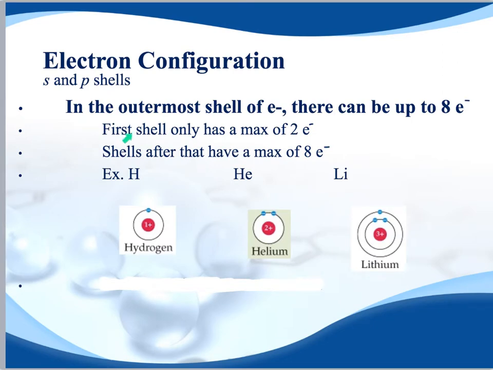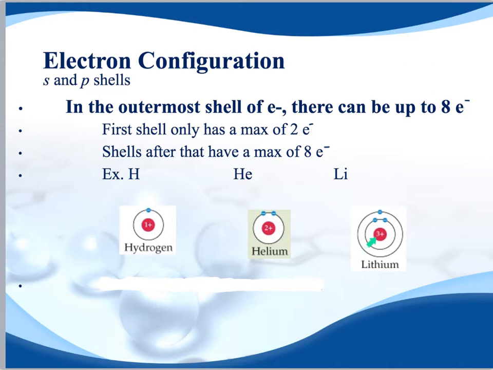As we said a few minutes ago, the first shell only has a maximum of 2 electrons, and the shells after that will have a maximum of 8, at least for our purposes right now, trying to understand this. Hydrogen has 1 proton and 1 electron. That first electron is going to go in the first shell. So that's where it goes. Helium has 2 protons and 2 electrons. So those 2 electrons will go into the first shell.